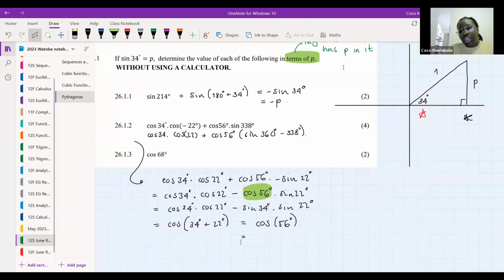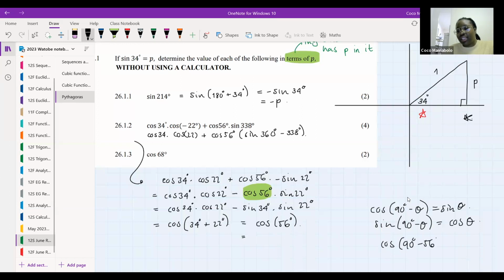Bonga says, how do we change negative cos 56 to negative sine 34? All right, Bonga, remember, we have cofunctions that say cos of 90 minus theta is equal to sine of theta, right? And sine of 90 minus theta is equal to cos of theta. So what I'm actually doing here is I'm taking cos of 56 and saying I've got cos of 90 minus 56, and that's giving me sine of 34.